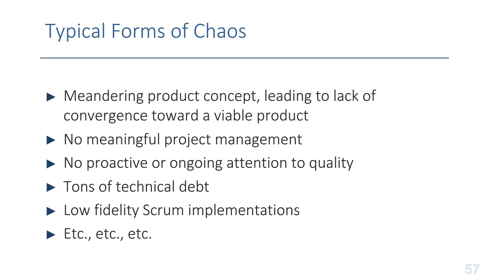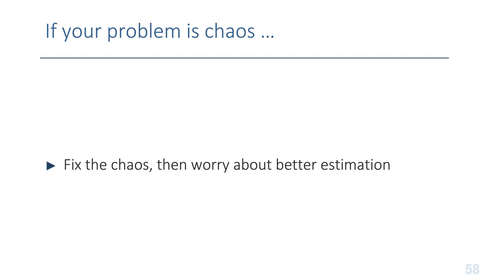We still see lots and lots of low-fidelity Scrum implementations where people will say they're doing Scrum, but really what they're doing is daily stand-ups twice a week or something like that. So we still see lots and lots of chaos associated with Agile projects, and that becomes difficult or impossible to estimate when the project itself is so out of control. So the bottom line here, kind of obviously, is if your problem is chaos, fix the chaos. There's always room to estimate better than you're estimating now, but the bang for the buck in this circumstance is going to be to first fix the chaos and then worry about better estimation later.